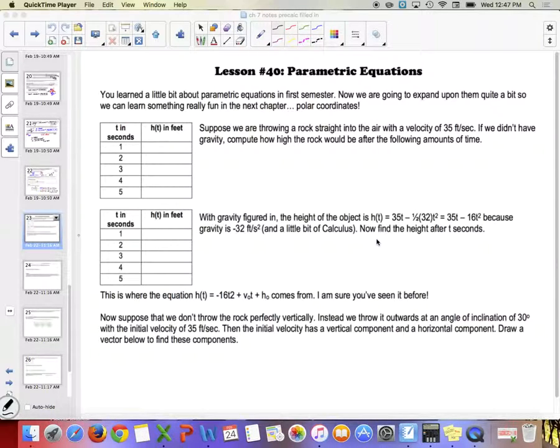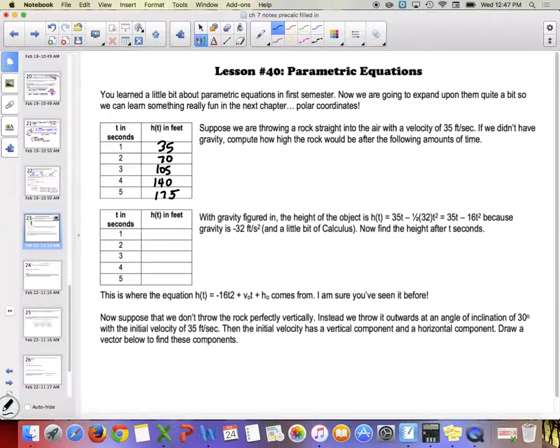All right, so it says, suppose we're throwing a rock straight into the air with a velocity of 35 feet per second. If you didn't have gravity, then the rock would continue to go up, up, up. It would never come down, right? So after 1 second, it would go 35 feet. After 2 seconds, it would go 70 feet. Does this make sense? So we're just going to plug in: 35, 70, 105, 140, 175. Okay? And it would never come back down. It would just continue to go up.